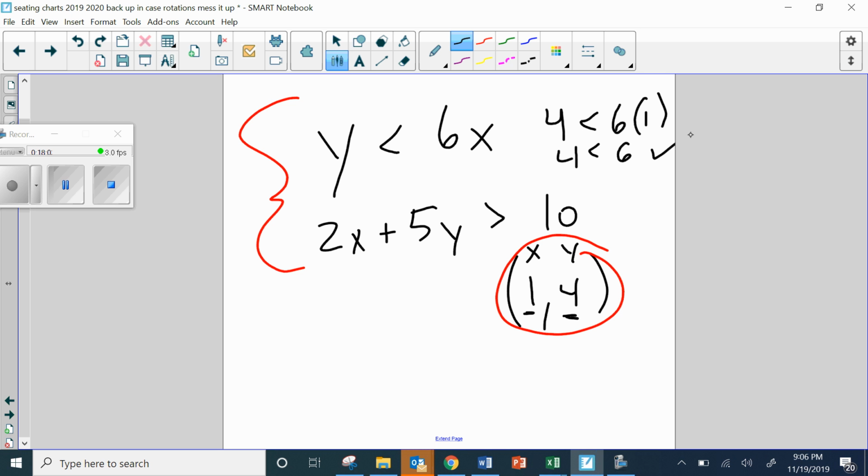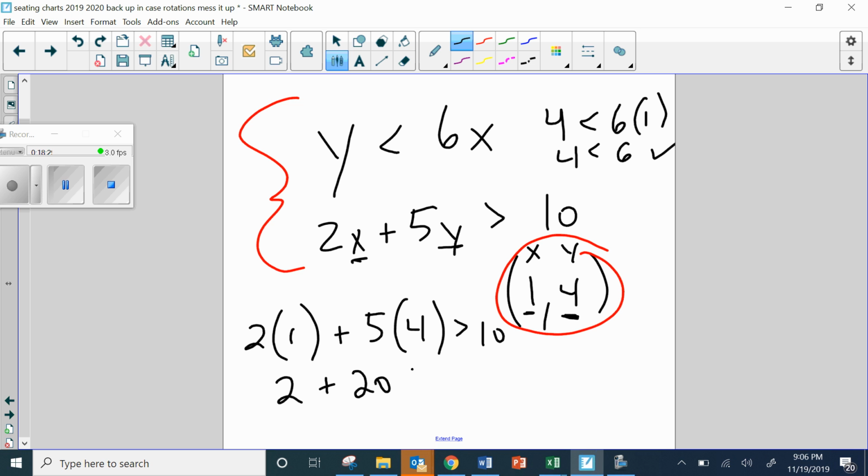Now my next step is to plug in (1, 4) again, but this time into this equation down here. So 2 stays there, I don't do anything with that. My x value becomes 1. Plus stays there. And then 5 times 4. I'm just plugging in the y value of 4, just like I did before. And then is that greater than 10? Well, 2 plus 20, 22, greater than 10. Yes, absolutely. 22 is greater than 10.